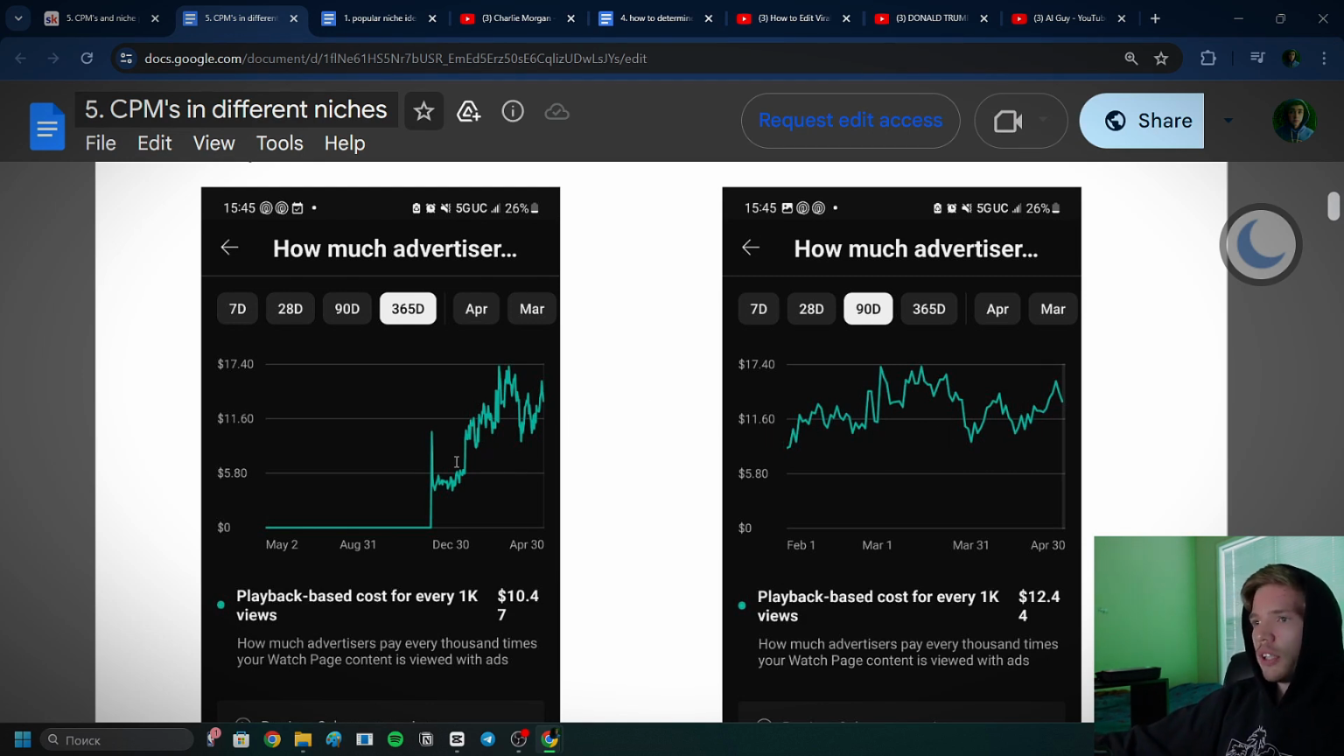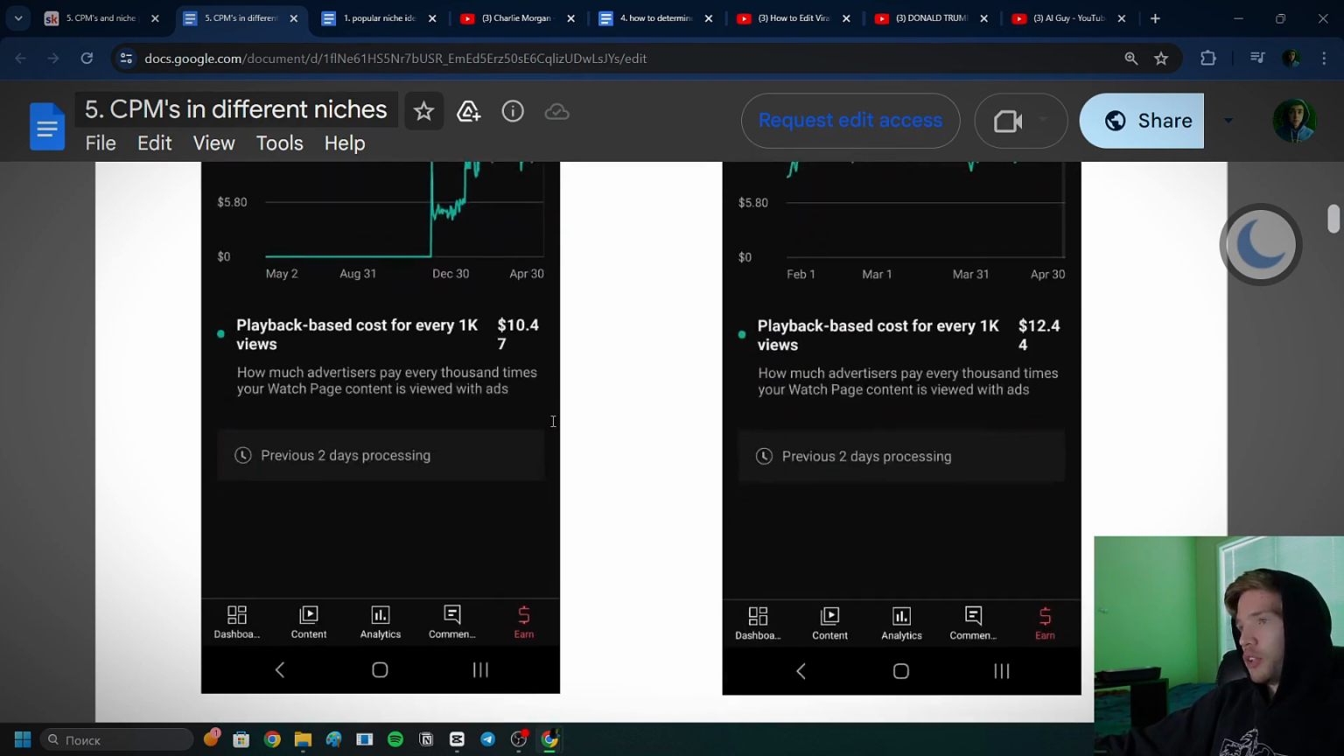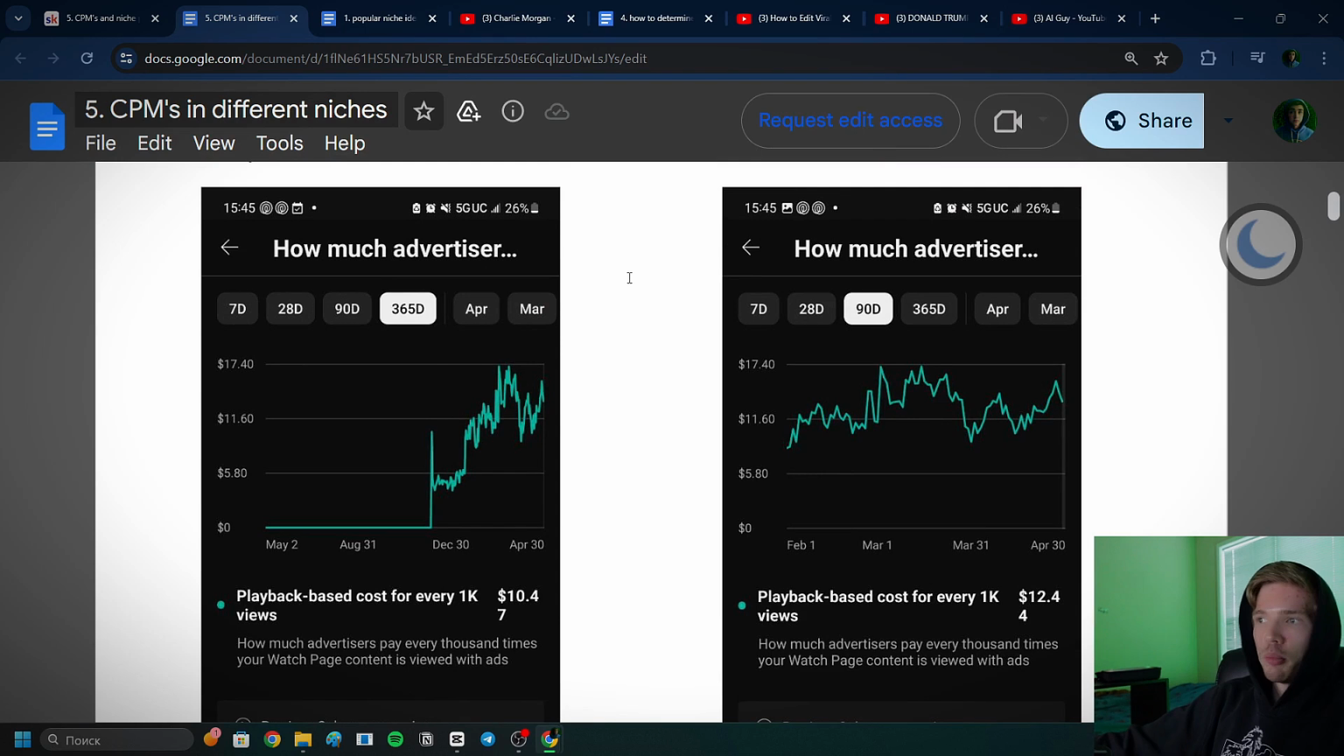But it started out very low actually. The picture on the left is not that accurate, because maybe the first month my actual RPM was like $1. Even though it says roughly $5, it was actually like $1. So that was pretty disappointing, but it just kept going up ever since.